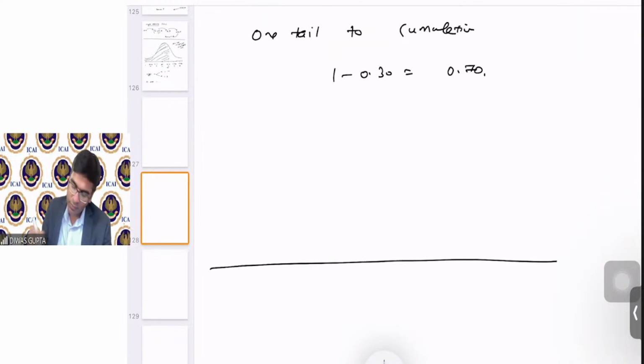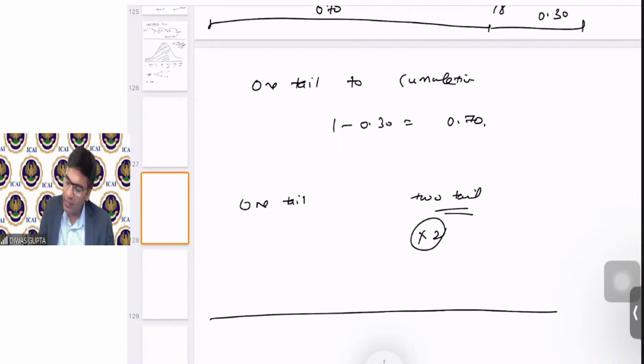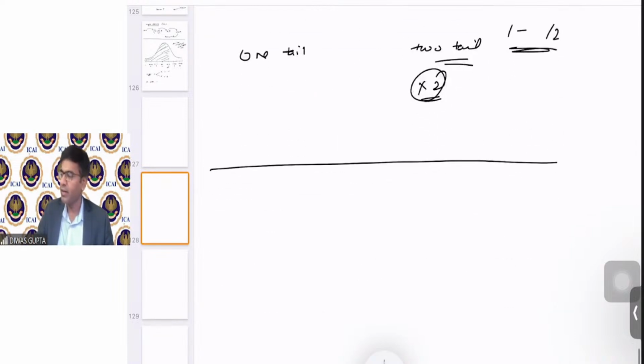Sometimes, so, okay, now one tail is clear. Sometimes we are given two tail. What they will do is take the one tail and multiply it by 2. So for calculating cumulative again, we have to divide by 2 and then do 1 minus. We will again cover this in the question.